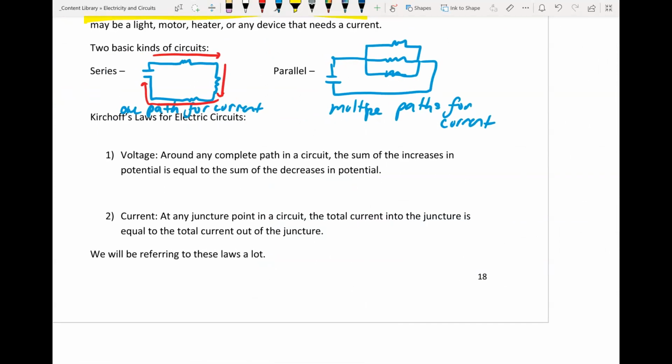So Kirchhoff's laws of electric circuits state that around any complete path in a circuit, the sum of the increases in the potential is equal to the sum of the decreases in the potential. Also, at any junction point in a circuit, the total current into the junction is equal to the total current out of the junction. We'll be referring to these laws a lot. So I just want you to take a note of these laws and know the difference between a series and a parallel circuit.